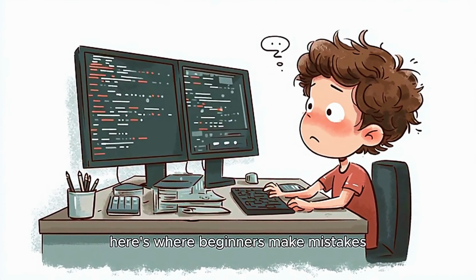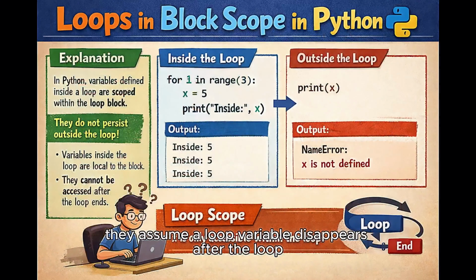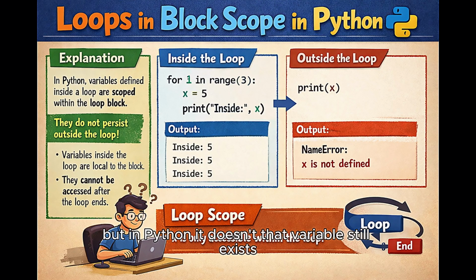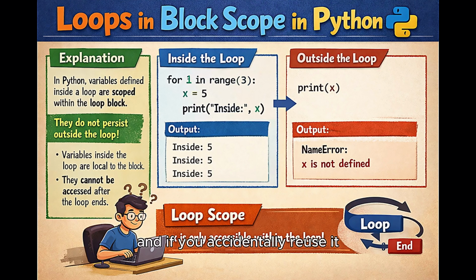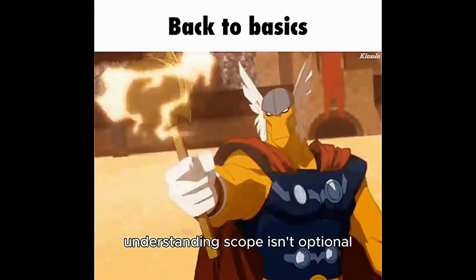Here's where beginners make mistakes. They assume a loop variable disappears after the loop, but in Python it doesn't. That variable still exists, and if you accidentally reuse it, you might introduce subtle bugs. Not because Python is broken, but because you misunderstood its scope model. Understanding scope isn't optional, it's foundational.